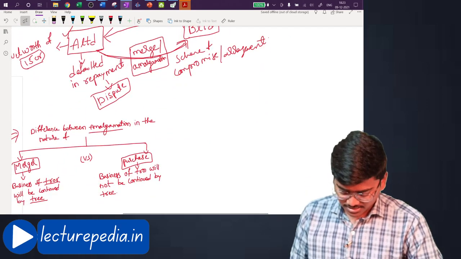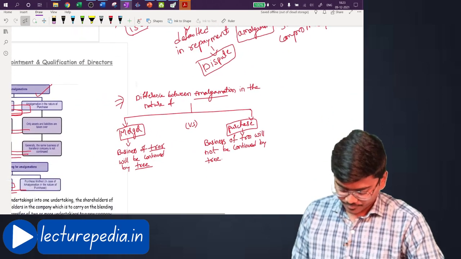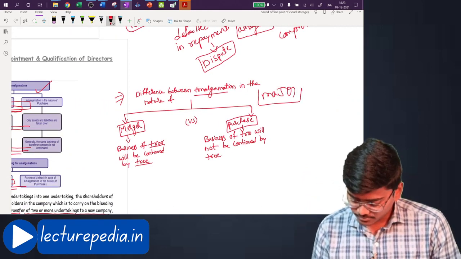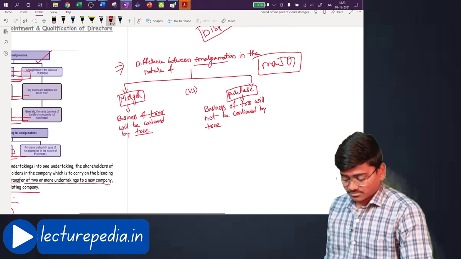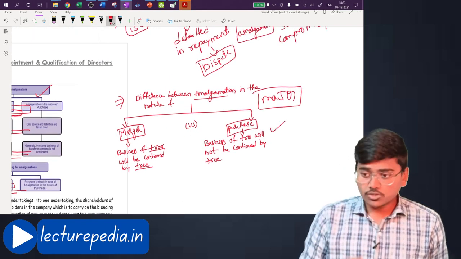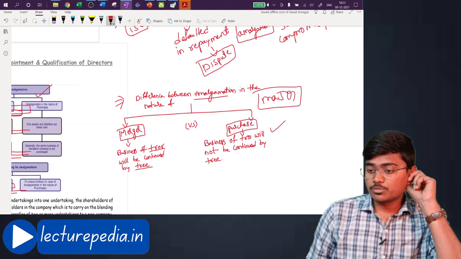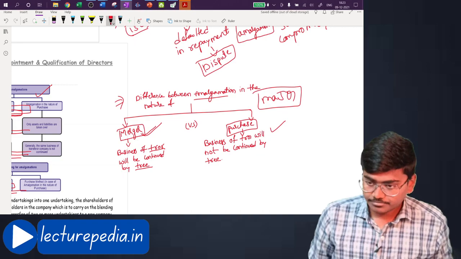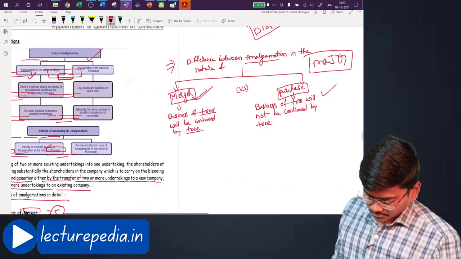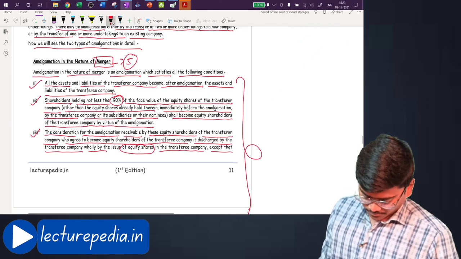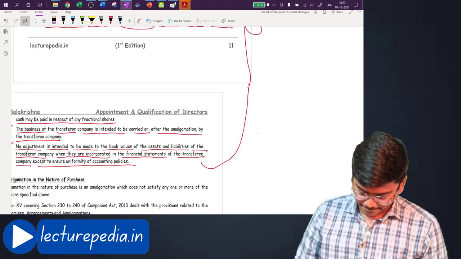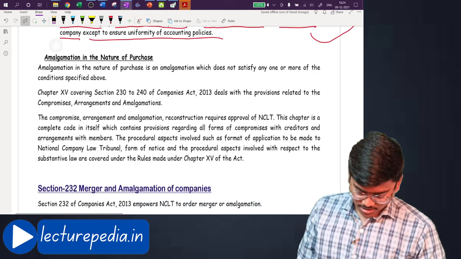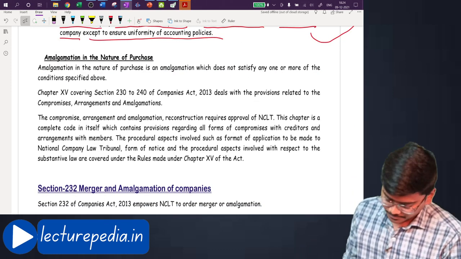What we have discussed in this chart is the major difference. This is just the major difference. Apart from this point, even those remaining 4 points should also be satisfied to call an amalgamation a merger. Now, amalgamation in the nature of purchase. Okay, let's read it.